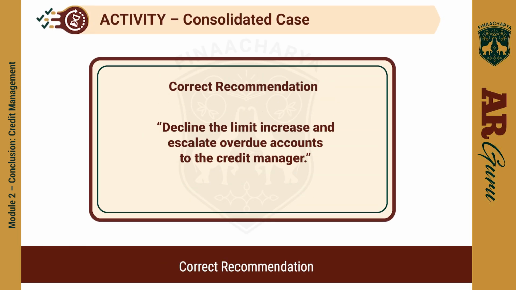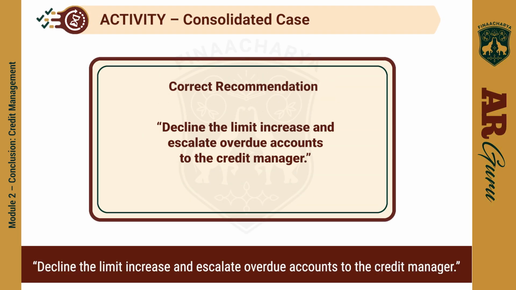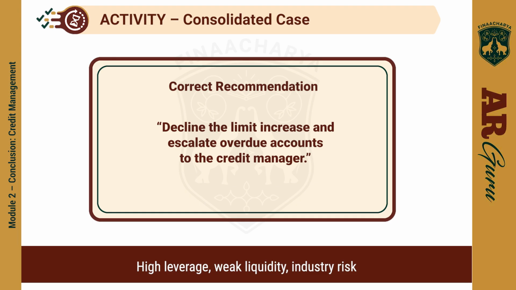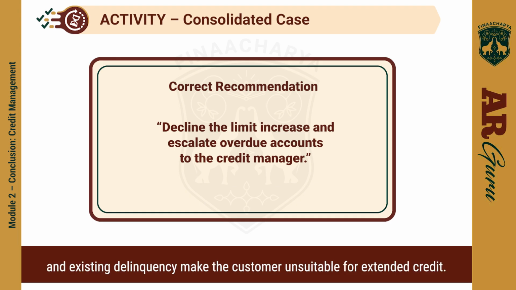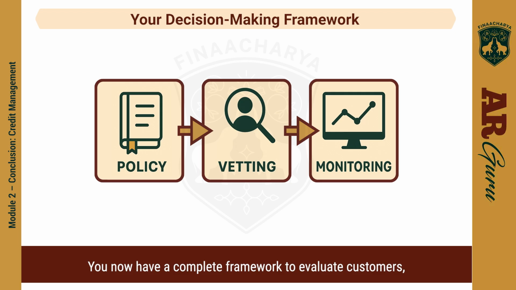Correct recommendation. Decline the limit increase and escalate overdue accounts to the credit manager. High leverage, weak liquidity, industry risk, and existing delinquency make the customer unsuitable for extended credit. You now have a complete framework to evaluate customers, manage credit safely, and take evidence-based decisions.